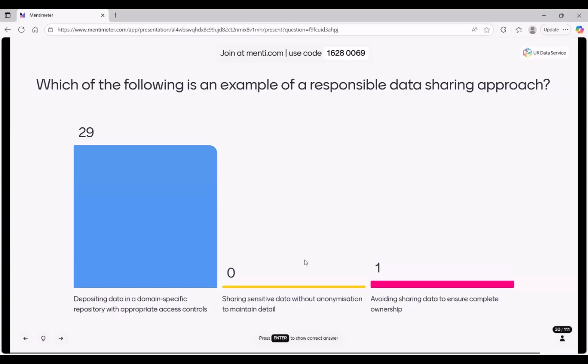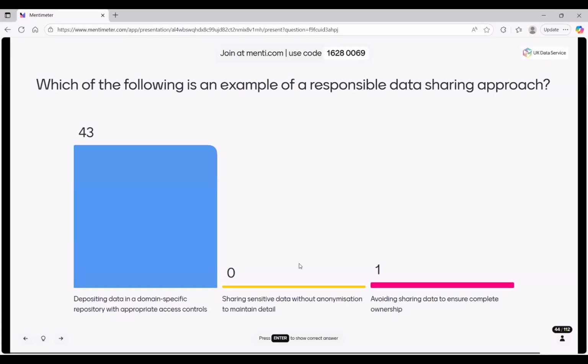Yeah, the majority of you have mentioned depositing data in a domain-specific repository with appropriate access level. That's right. Because this is an example of a responsible data sharing approach, as it ensures that data is shared in a way that is both useful and ethical.